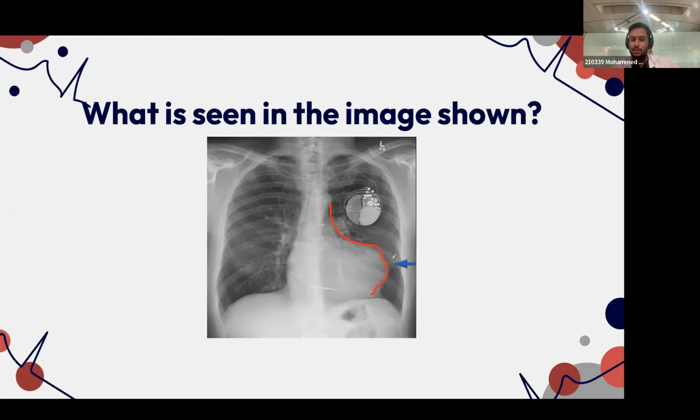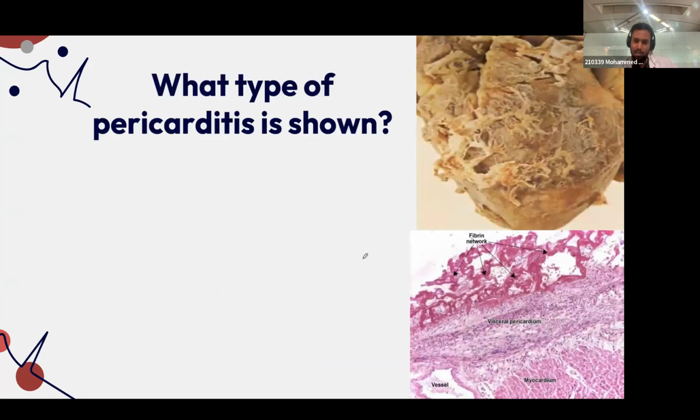This specifically, I don't think will be tested, but just to test your concept into knowing what the complications are, because you will be tested on the complications. Specifically, out of all of them to remember: Dressler's, fibrinous pericarditis, the 1 to 3 days, and arrhythmia. Arrhythmia, I would say almost 95% will come from an MI. So now, next thing. Can someone tell me what type of pericarditis is shown here?